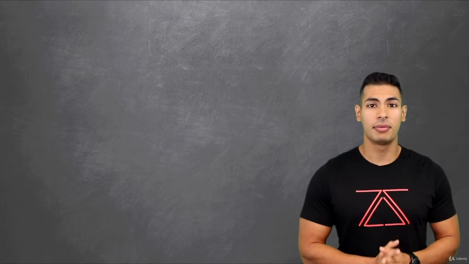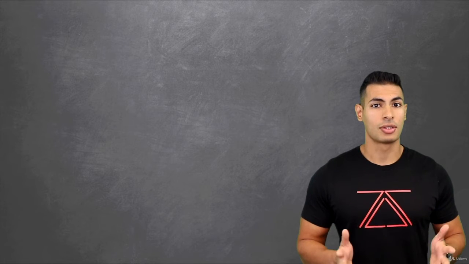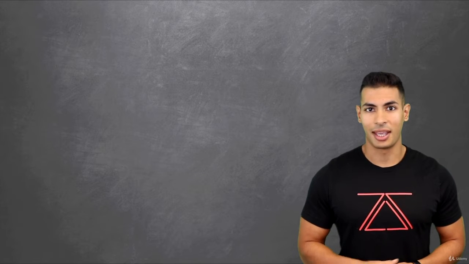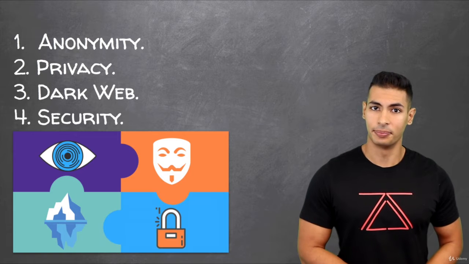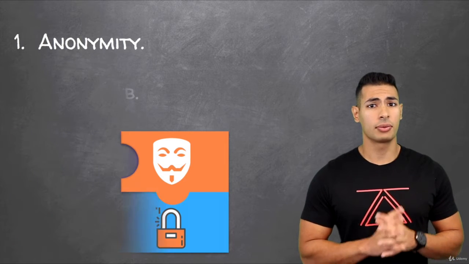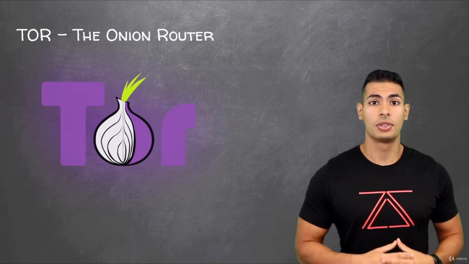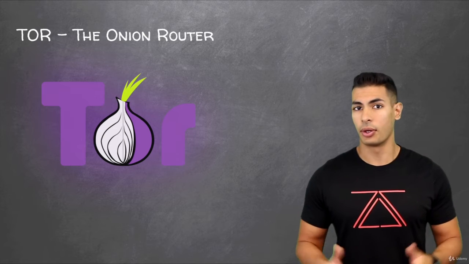Now, before diving into the course content, I'd like to give you a quick overview of the content of the course. So, as you know, in this course, we're going to be covering 4 main topics: anonymity, privacy, the dark web, and security. So, we'll start with anonymity, and we're going to introduce you to the Tor network, which is the anonymizing network that we're going to use throughout the whole course.